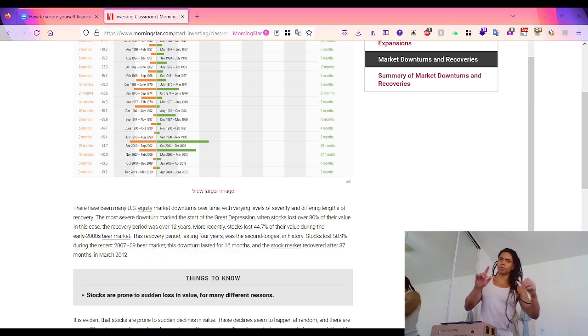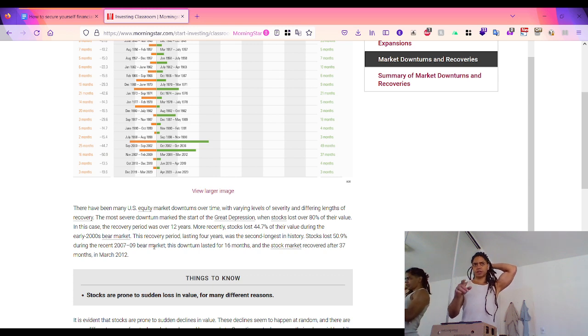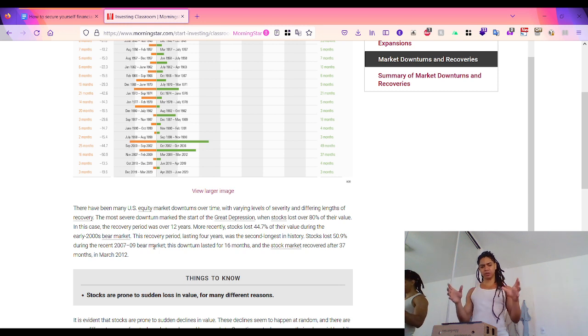So the whole point is that since this is historical data, one of the powerful things about data is that it allows you to inform, persuade, and reinforce your point of view, but it can also be misleading. So by looking at these market downturns and recoveries, the most severe from the U.S. equity stocks happened at the start of the Great Depression in 1929, when stocks lost over 80% of their value, specifically 83.4%.